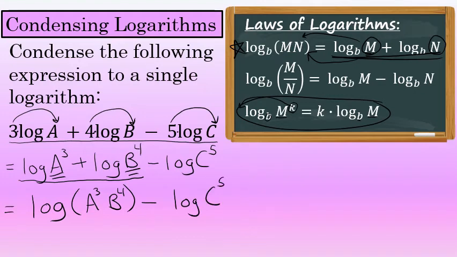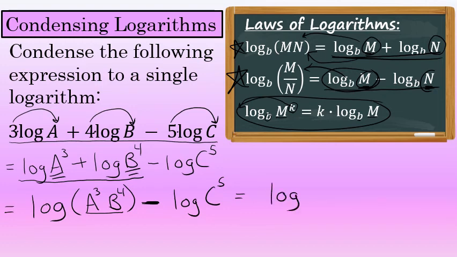So I have a logarithm of a to the third, b to the fourth minus a second logarithm of c to the fifth. This is a difference. And we have a second law of logarithms that states that if you're taking the log of a difference, the log of some factor minus the log of another, that can be rewritten as a fraction, where the numerator is what you're taking the log of before the minus sign, and the denominator is what you're taking the log of after the minus sign.